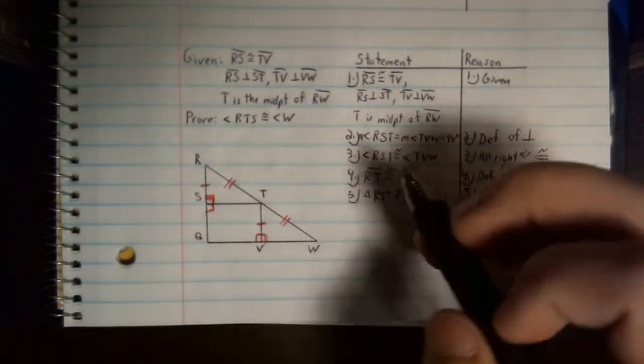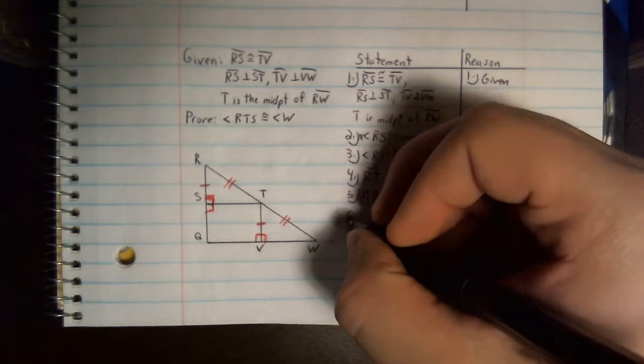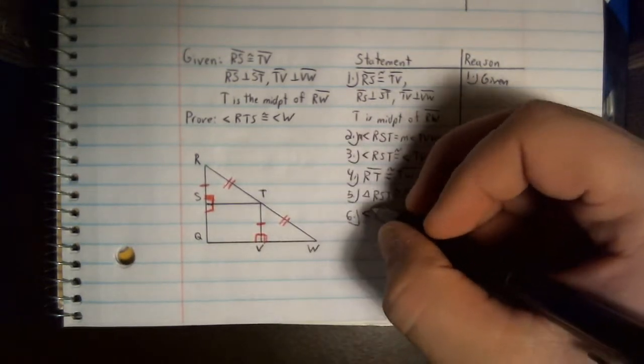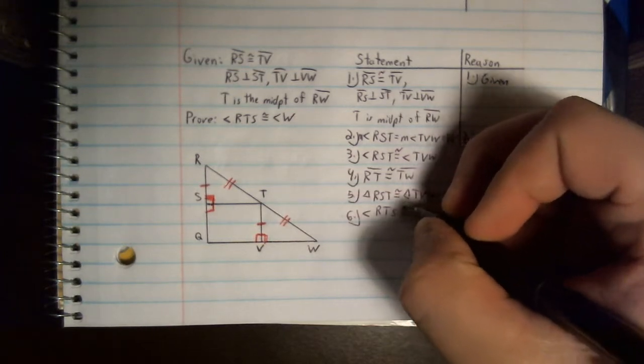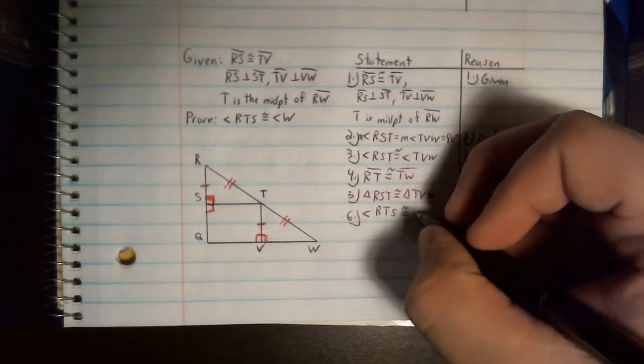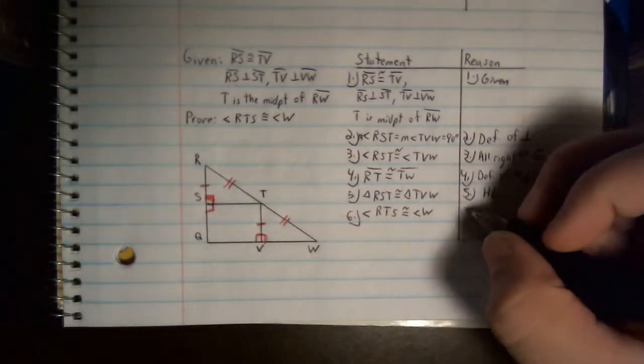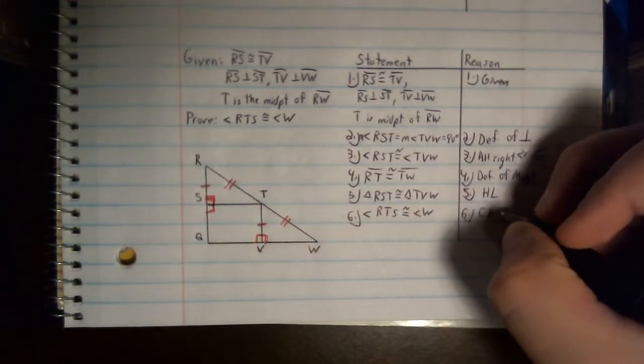What I'm trying to prove is the angles themselves, which are part of congruent triangles. So I have congruent triangles, I have those angles themselves congruent. So angle RTS is congruent to angle W. That's through CPCTC.